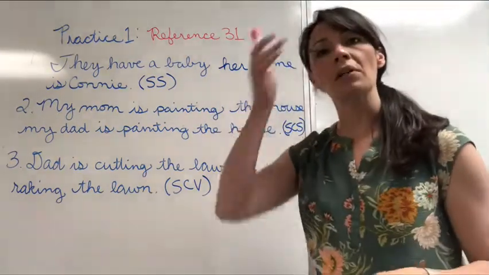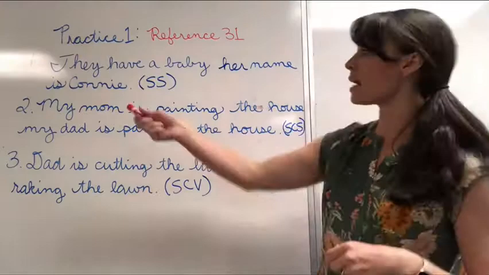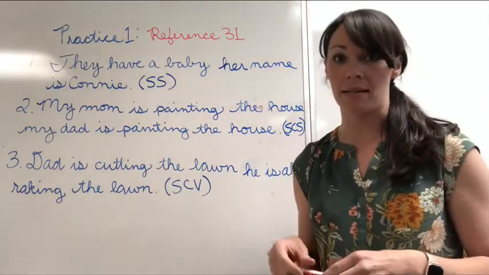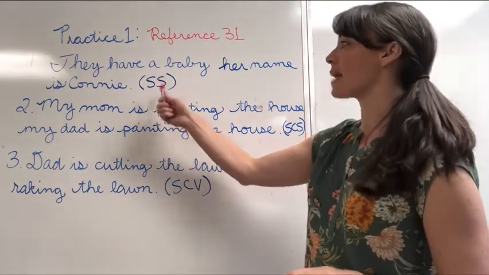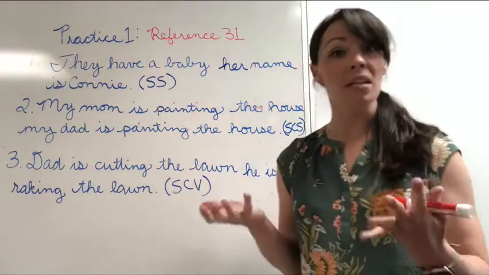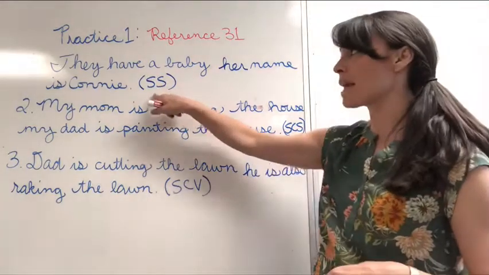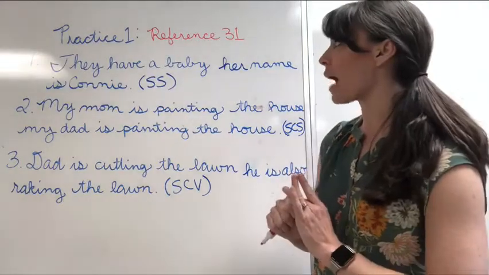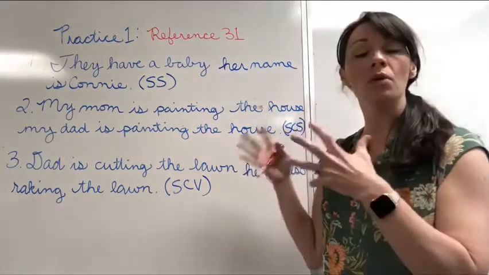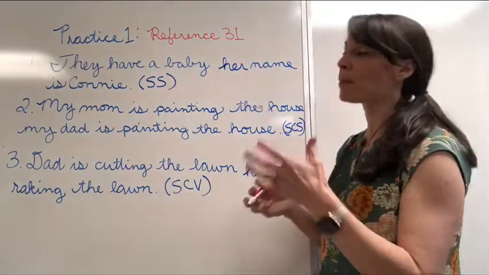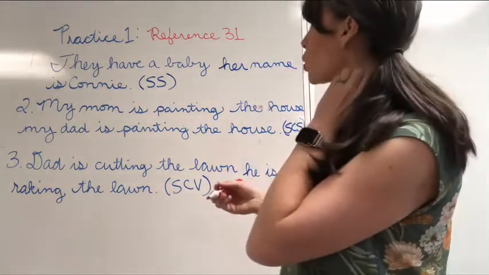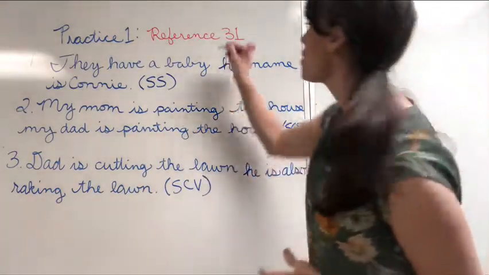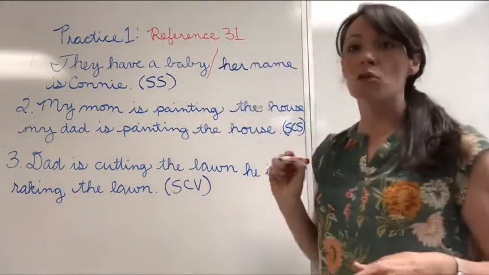So what I need to do when I look at these sentences is look at the parentheses, because they give me a clue of how to correct the run-on sentence. This one says SS, which we just learned is a simple sentence. So that tells me that I need to make this into 2 simple sentences. The first thing I do is divide the 2 complete thoughts with a slash. They have a baby. Her name is Connie. I already decided that those were 2 separate complete thoughts, so I'm going to put a little line between those.